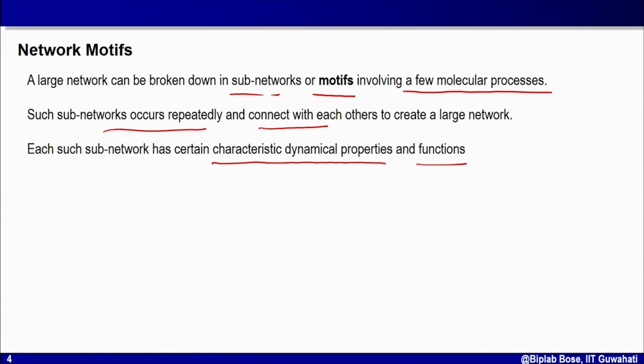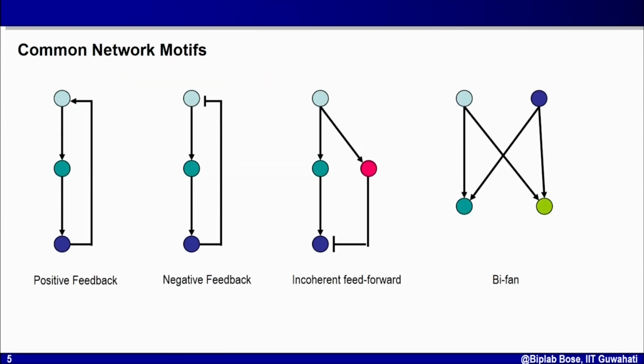So that's the impetus behind looking for network motifs, and many scientists are actually working on identifying and characterizing these network motifs in large networks. So let us take a few examples of network motifs which are very common in biological molecular processes. The first one I have shown here is positive feedback.